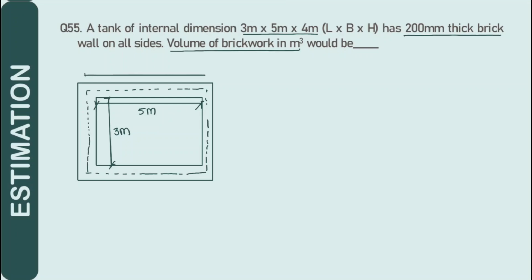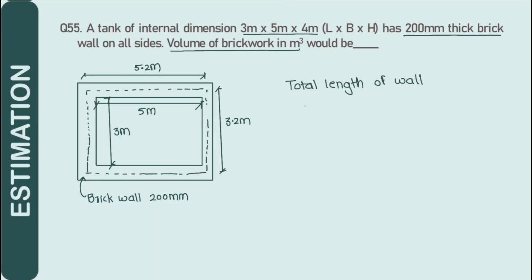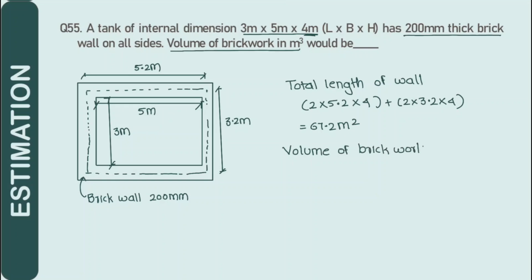So if we calculate by center line method, the center to center distance between the wall will be 5.2 and in the breadth it will be 3.2. So the total area of wall will be 2 into 5.2 into 4, which is the height of the tank, plus 2 into 3.2 into 4, which gives us 67.2 meters square. So the volume of brickwork will be 67.2 into 0.2, that is the thickness of the brick, which comes up to 13.44 meter cube.